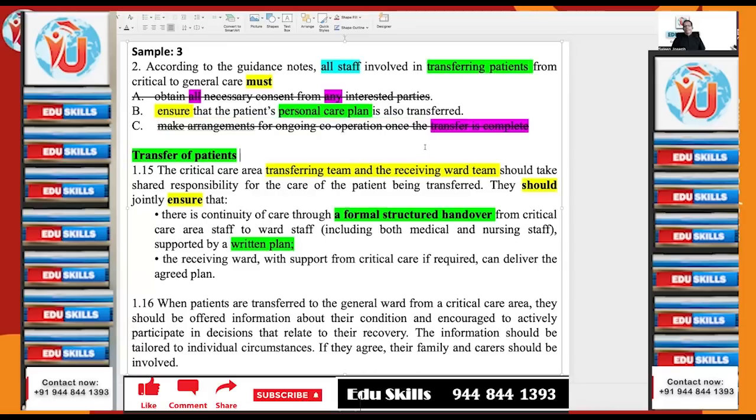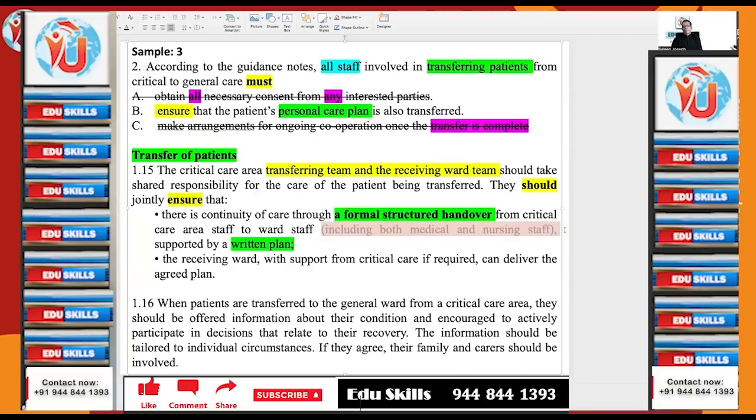The third one is actually speaking about what has to be done after the transfer. But the question is not about after the transfer, but about being transferred. During the transfer, what is to be done? Okay. So you feel there is an answer here? There is continuity of care through a formal structured handover from critical care area staff to ward staff.